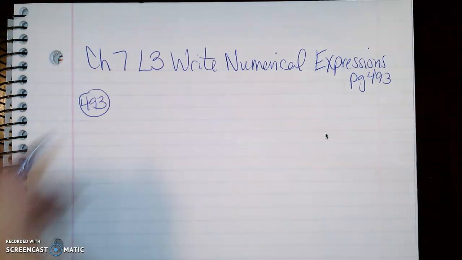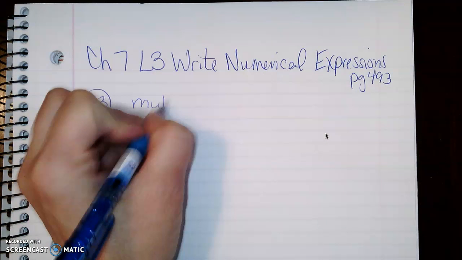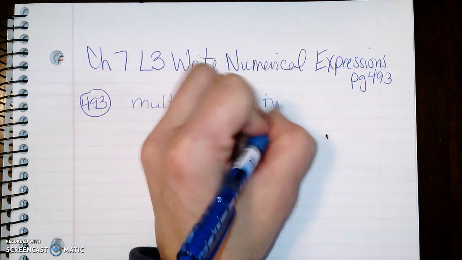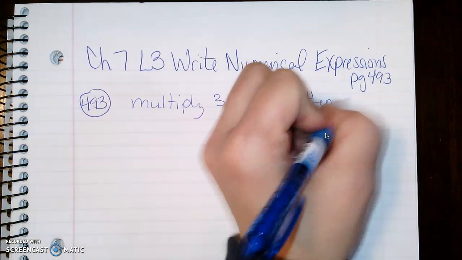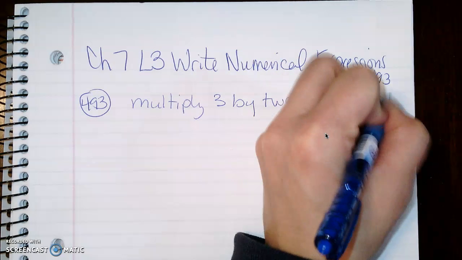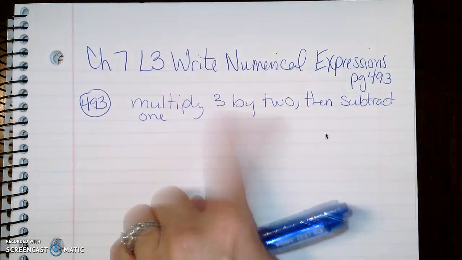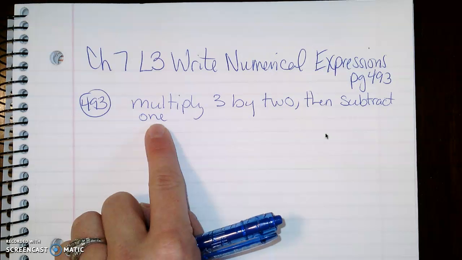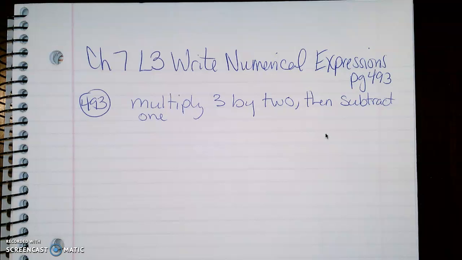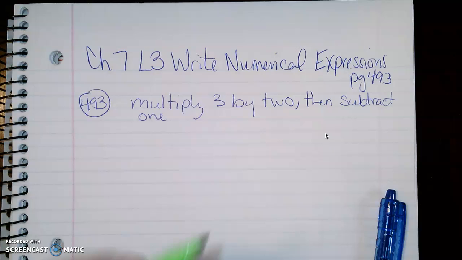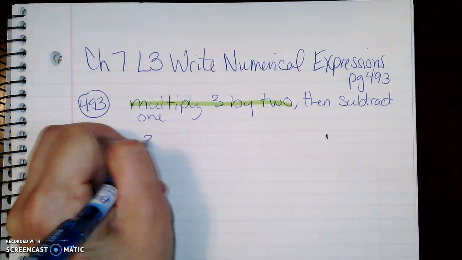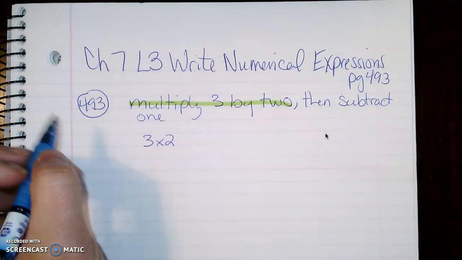So it says multiply 3 by 2, then subtract 1. And it's multiply 3 by 2 because he had 3 tacos at $2 each. Then subtract 1 is the coupon. So we need to write this into a numerical expression. What I want to do is take this first part, multiply 3 by 2, then subtract 1.